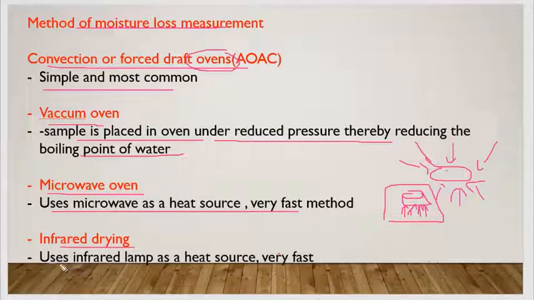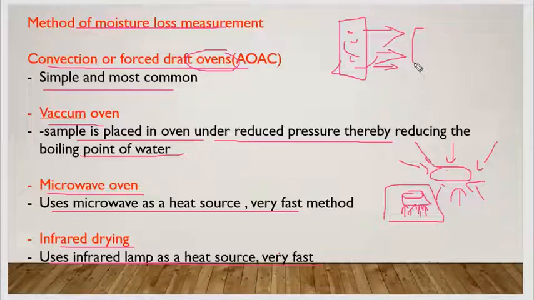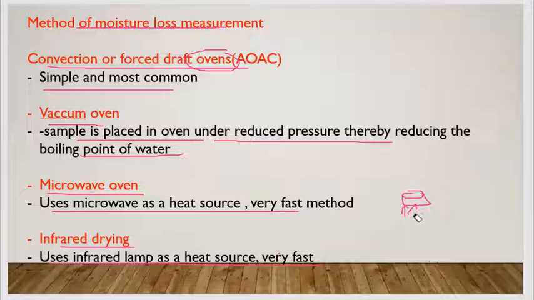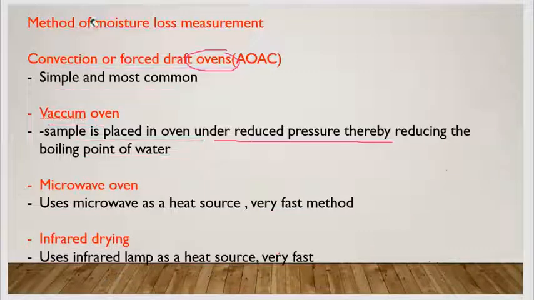Infrared drying uses an infrared lamp as a heat source, and it is very fast. So it's like placing an infrared lamp and providing heat. This will be the food product, and the heat will be provided through this lamp. It is not like the lamp will be placed on only one side. More lamps will be present in four to five places, and then the food is heated. So this is how the heating will be done. This is how the methods of moisture loss measurement can be carried out. There are many methods, and some of them are these.